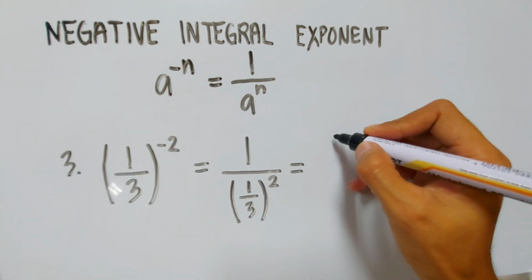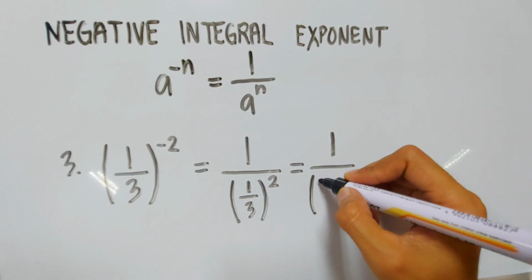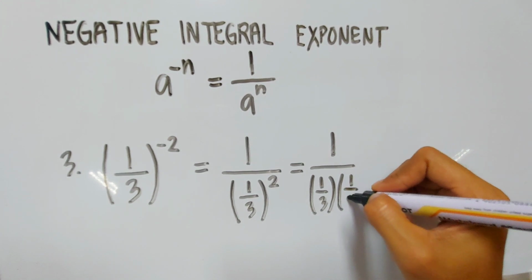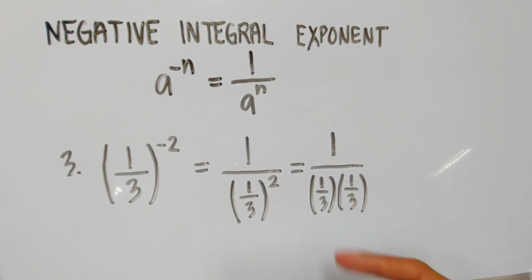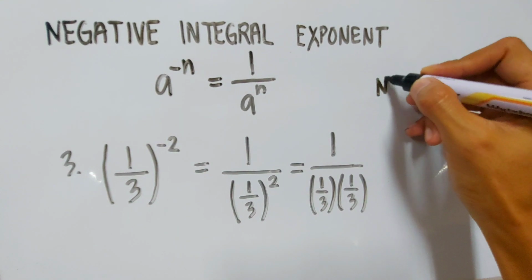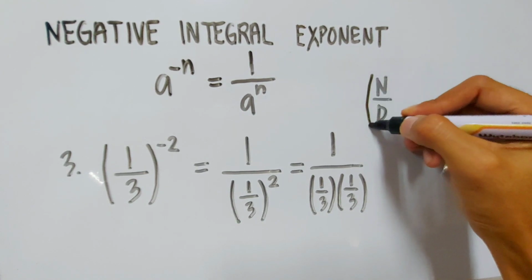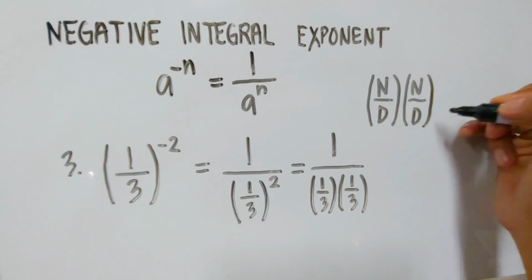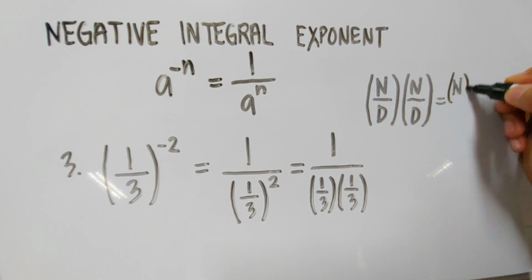So, gagawin natin, we need to expand 1 over 3 raised to 2. So, ang expanded form niya is 1 over 3 times 1 over 3. And then, ayan na. Na-expand na natin yung 1 over 3 raised to 2. So, paano ba tayo mag-multiply ng fraction to fraction? In multiplying fraction to fraction, numerator over the denominator times numerator over the denominator. So, kapag ganyan, fraction to fraction, numerator times numerator lang.